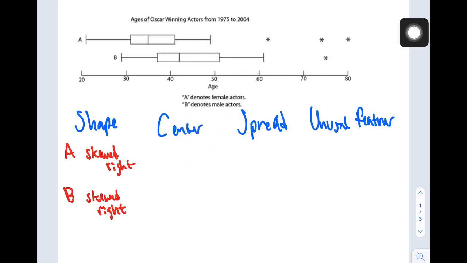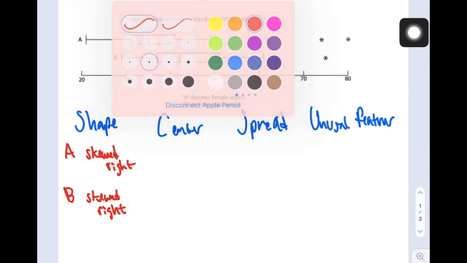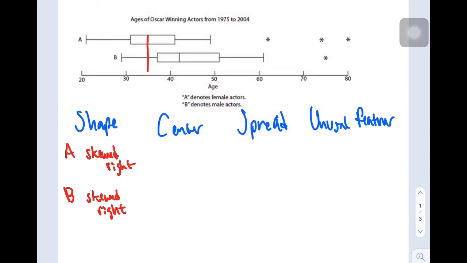What we do have is the median, and the median is given to us right in the box plot. So for the females, it's like right about 35. For the male, it's about 43. So maybe I'll say I'll go 42. And this is, of course, the median. The median age.